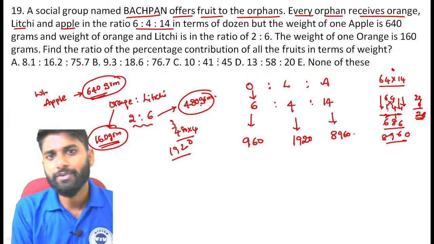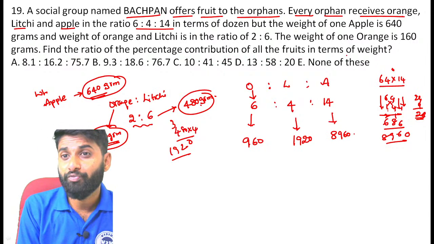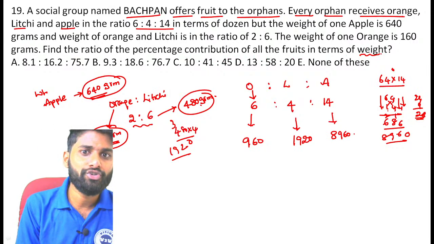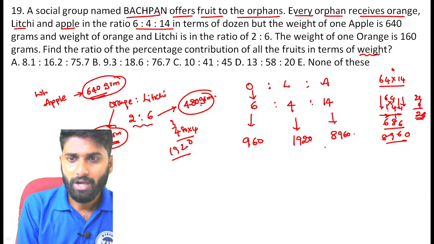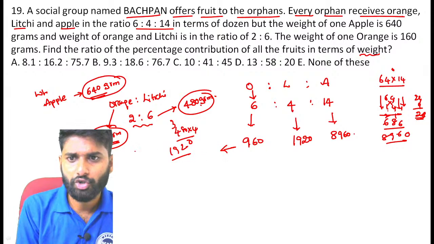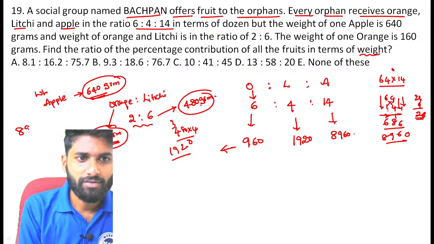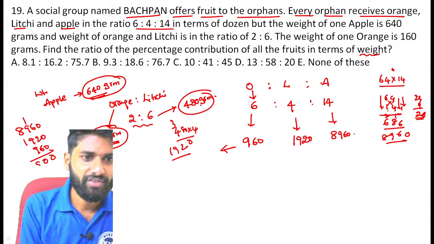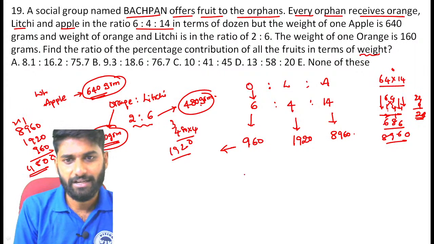Now find the ratio of the percentage of contribution of all the fruits in terms of weight. Contribution of all the fruits. Now you just add all the values, guys. First of all, the total quantity: 8,960, 1,920, 960. Here 0, 6 plus 2, and so on, and the total weight is equal to 11,840. Now see.